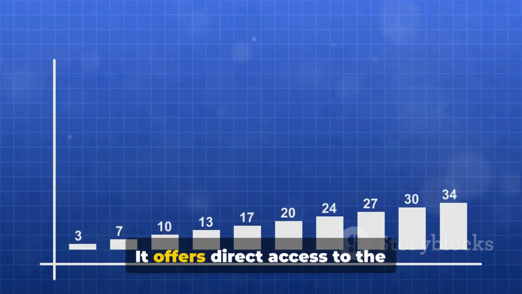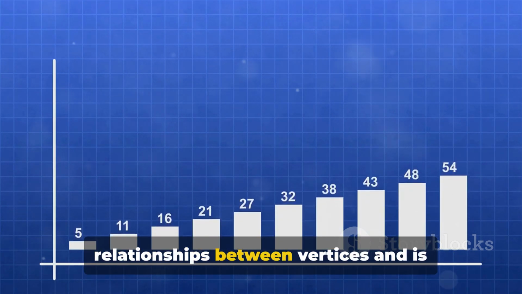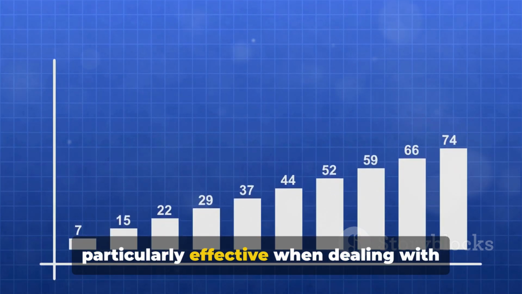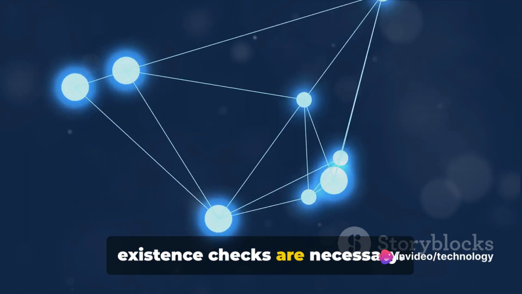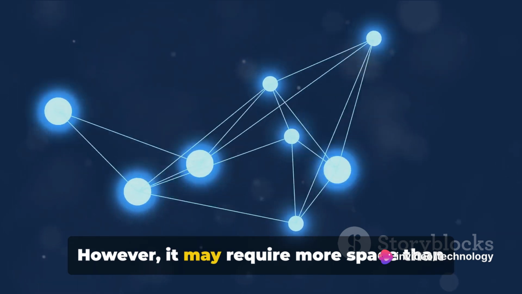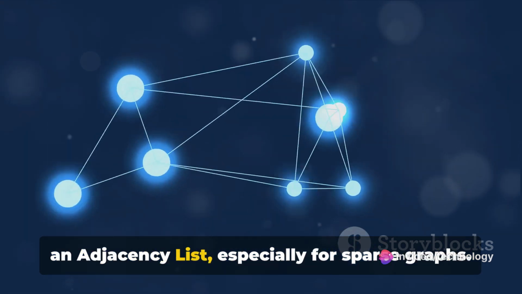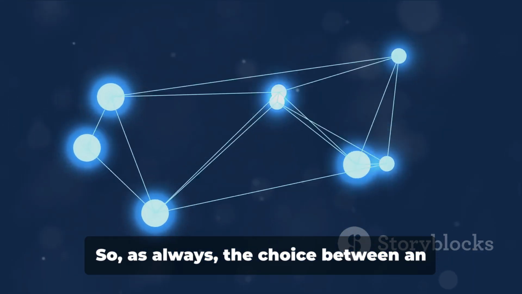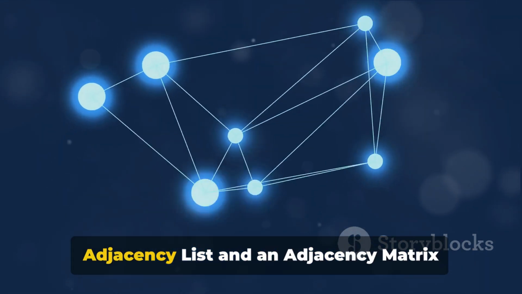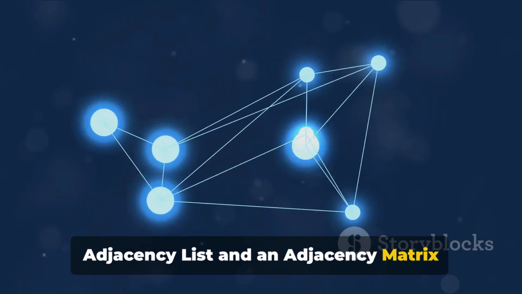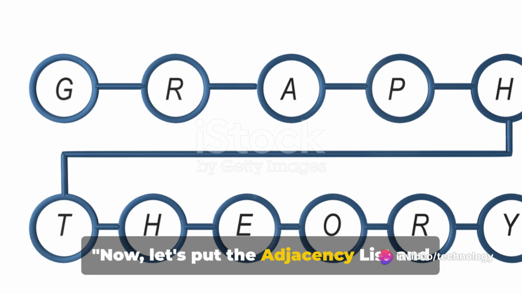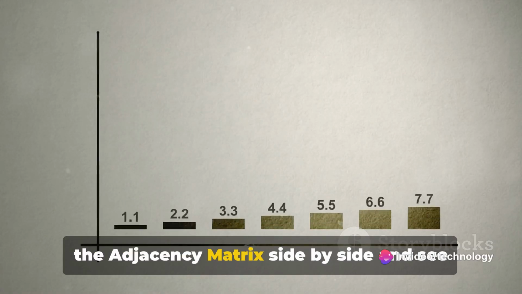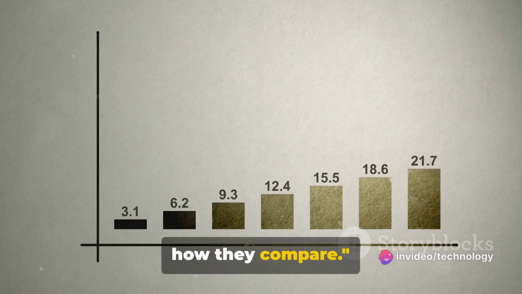And there you have it, the adjacency matrix, a different approach to graph representation, but no less useful. It offers direct access to the relationships between vertices and is particularly effective when dealing with dense graphs or when frequent edge existence checks are necessary. However, it may require more space than an adjacency list, especially for sparse graphs. So as always, the choice between an adjacency list and an adjacency matrix will depend on the specific requirements of your problem.